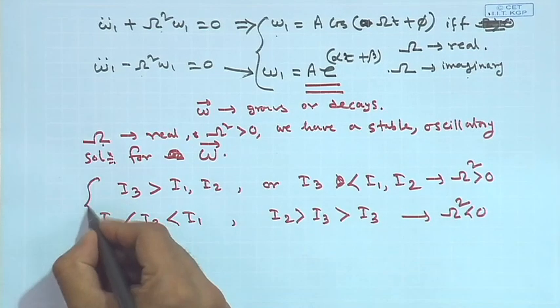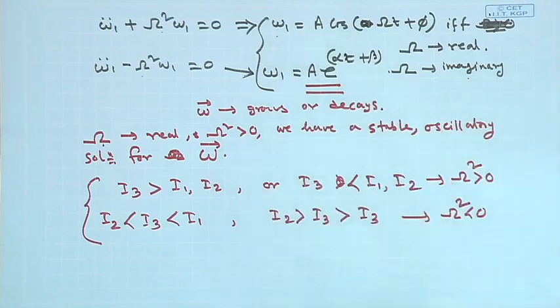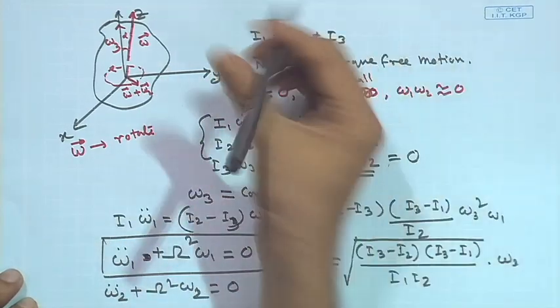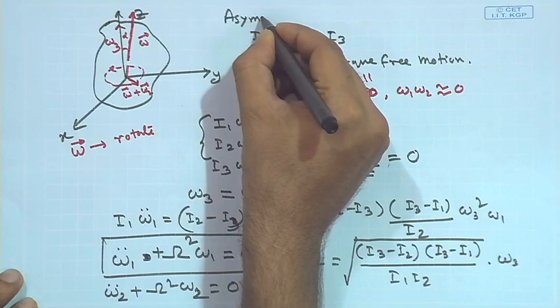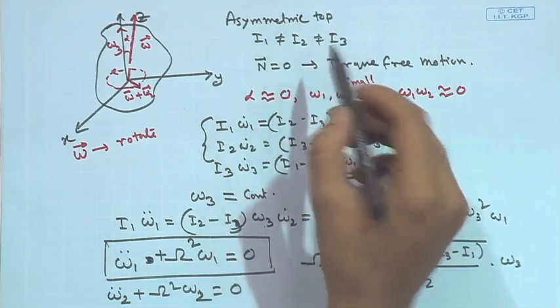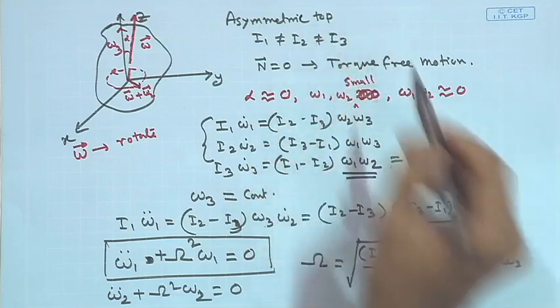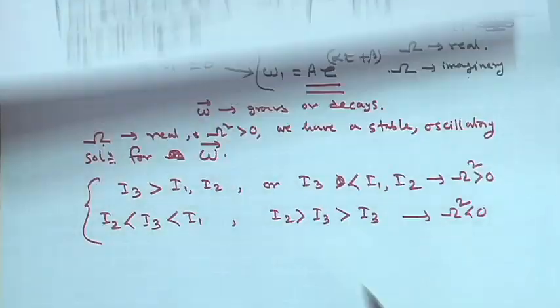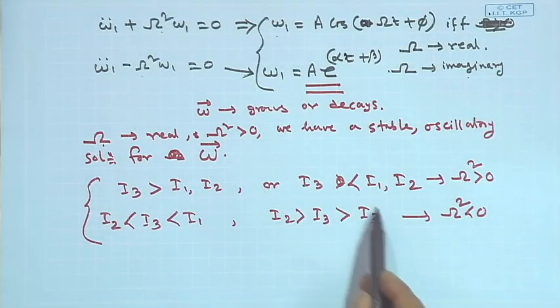By this simple consideration, we can immediately comment that the motion of an asymmetric top, please remember we are discussing asymmetric top here, is stable if and only if we have a motion which is around one of the axes of highest or lowest moment of inertia. If it is not around an axis of highest or lowest moment of inertia, then the motion is not stable.